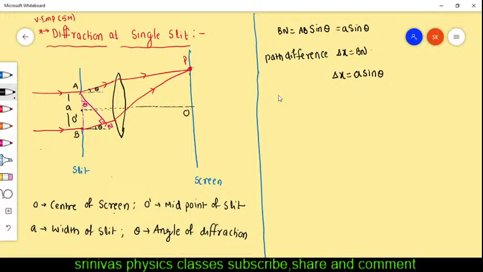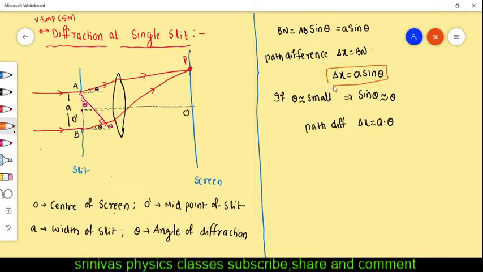If theta is small, then what will you get? We write sin theta as theta only. Then the path difference we will get as delta x is equal to a into theta. This is one formula, and this is another formula. You should remember these two formulas for the path difference.